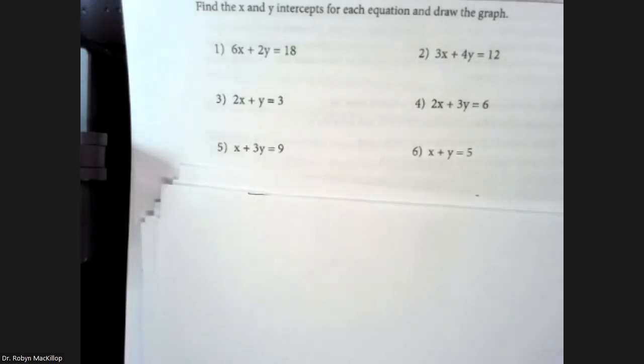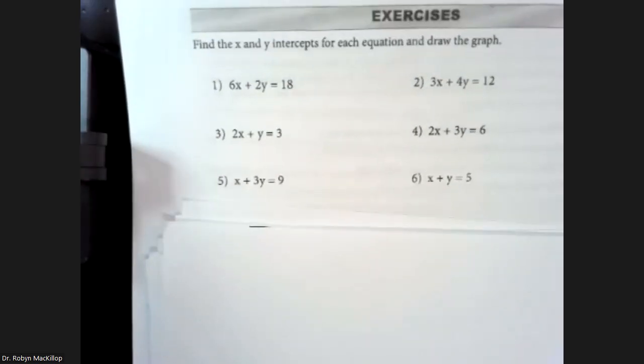Can we do number 2? Yes. We will totally do number 2.